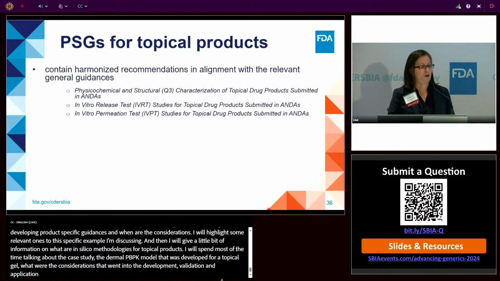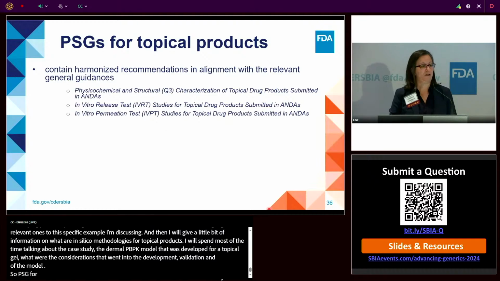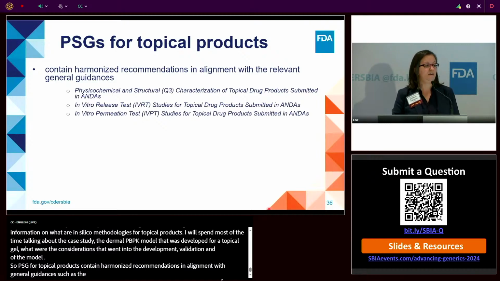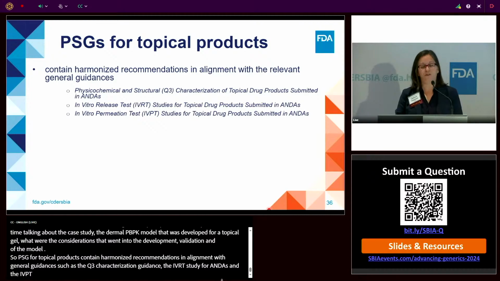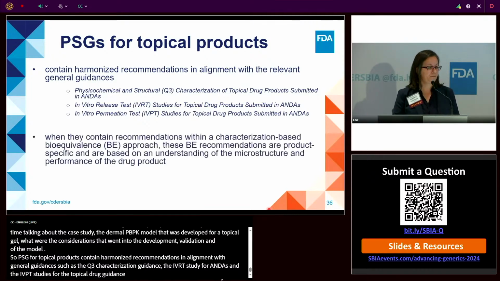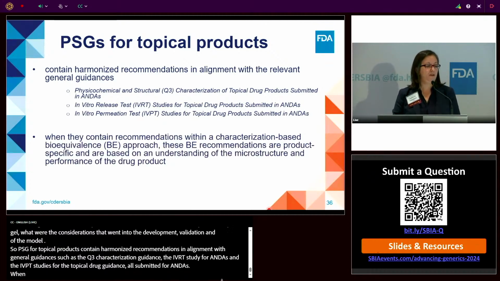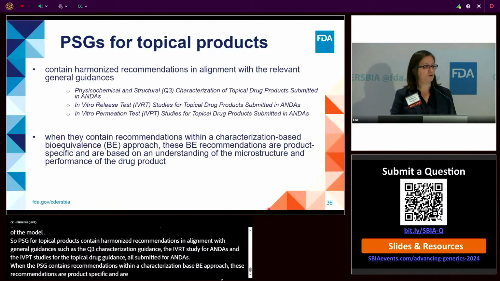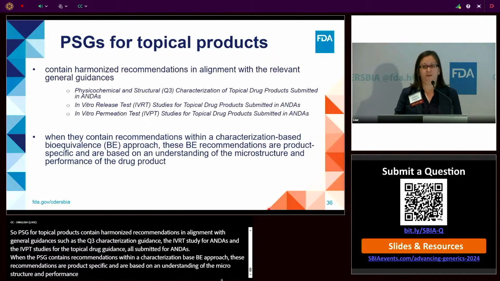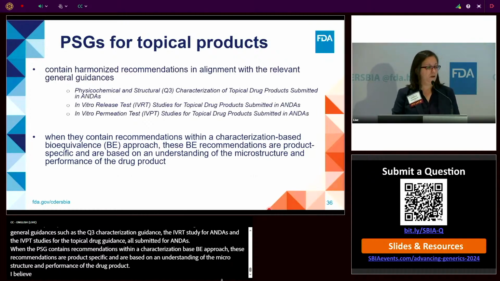PSGs for topical products contain harmonized recommendations that are in alignment with relevant general guidances, such as the Q3 characterization guidance, the IVRT studies for topical drug products guidance, and the IVPT studies for topical drug products guidance, all submitted for ANDAs. When the PSGs contain recommendations within a characterization-based bioequivalence, BE, approach, then these BE recommendations are product specific and they're based on an understanding of the microstructure and performance of the drug product. I believe that Dr. Kelchen made that clear.